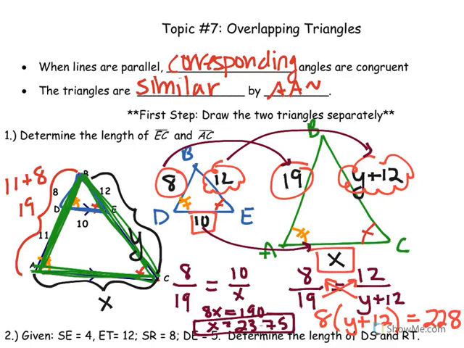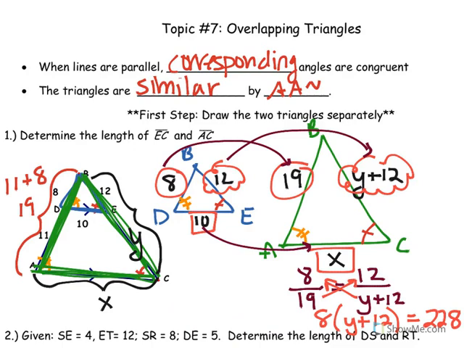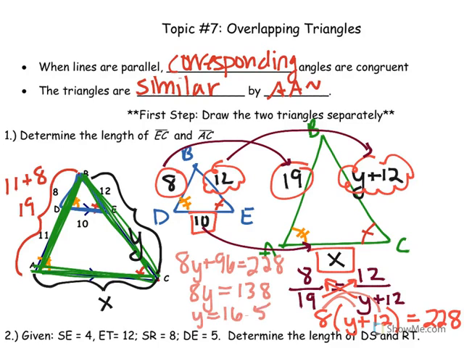I need a little bit of space to solve this, so I'm going to erase some of my work from the old problem. I'm going to distribute and get 8Y plus 96 equals 228. Subtract the 96, and I get 8Y equals 132. Divide by 8, and Y is going to be 16.5. So the length of EC right here was 16.5. Now that was a pretty complicated problem. I think we need to do another one to go through the steps again completely.